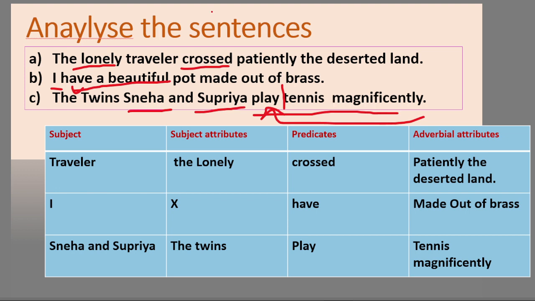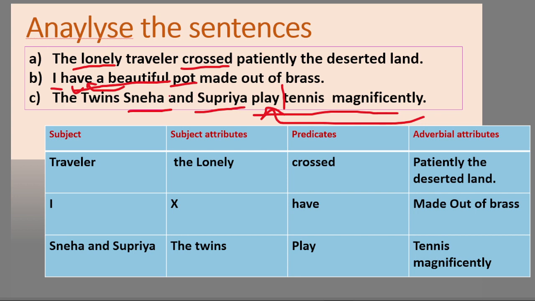Now let me apply this again to the second sentence. I can come back to this second sentence. I have a beautiful pot made out of brass. So here I is standing alone. Though we have another subject here, it seems like I have a beautiful pot, but this word has a relation with the verb have. So this whole sentence can be taken as adverbial attributes.